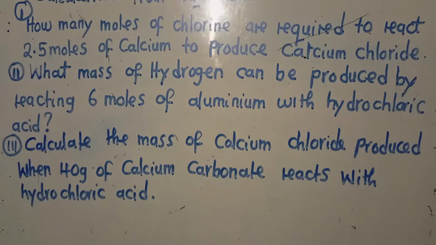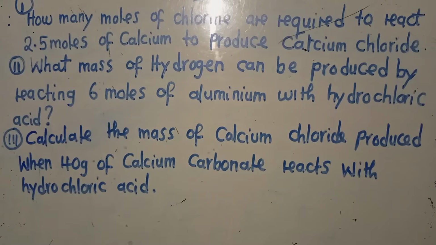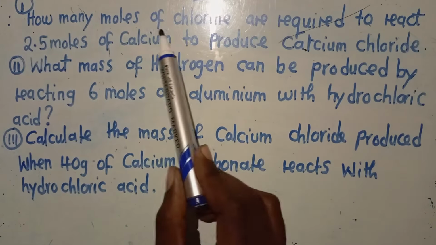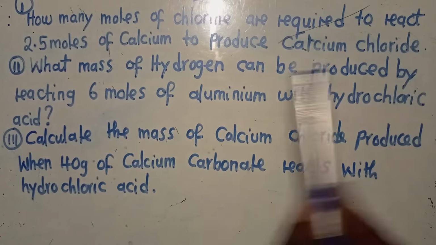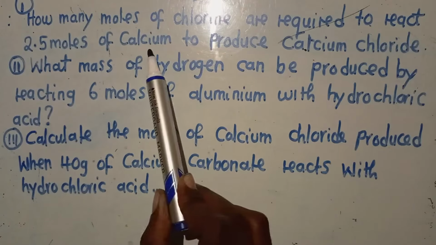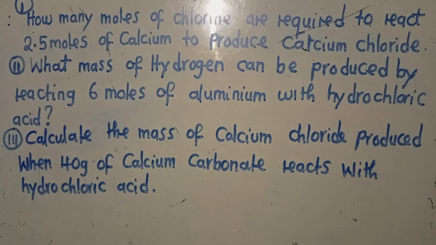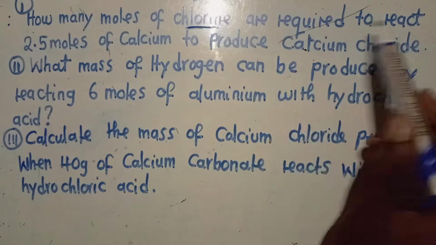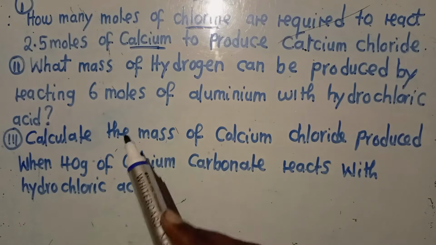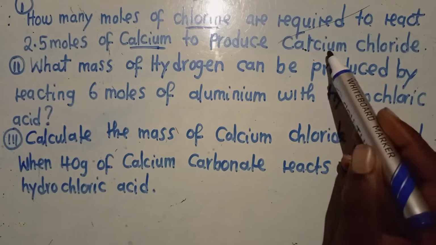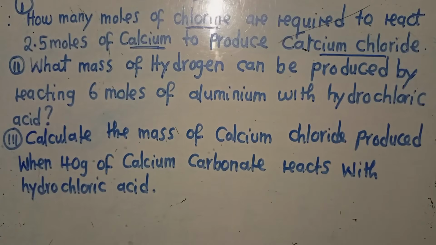So we go to the first question. The first question is saying, how many moles of chlorine are required to react with 2.5 moles of calcium to produce calcium chloride? So what are you supposed to do if you want to answer that question? The first thing you need to do is to construct an equation. You are told how many moles of chlorine are required to react with calcium. So calcium is reacting with chlorine to produce calcium chloride. This is what is happening.